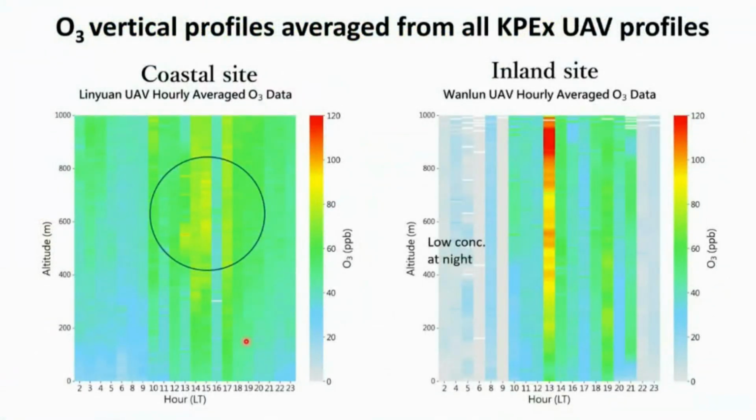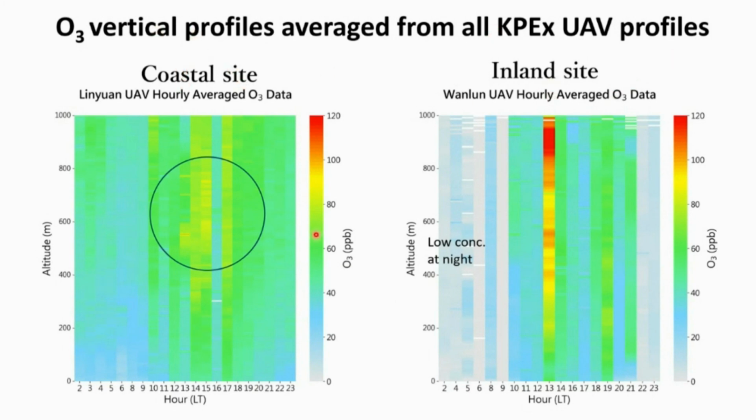If we combine all the UAV profiles during the field campaign, we come out with the diurnal pattern from 0 local time to 24 local time. Our UAV measured the vertical distribution from the surface, from 0 to 1 kilometer high. This is for ozone, and you see quite different diurnal patterns at the two stations. In this field campaign, we had two UAV stations launching UAVs at the same time, so we have continuous data from the coastal side and the inland side.